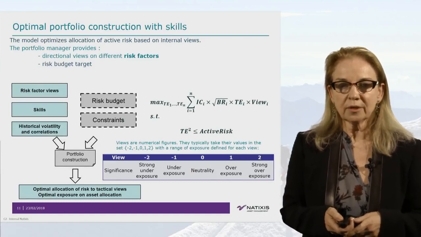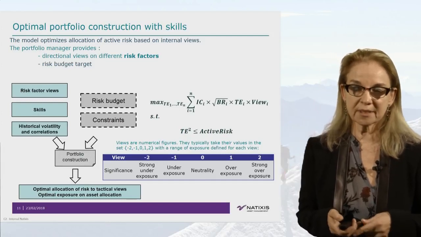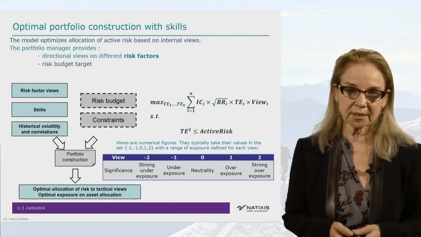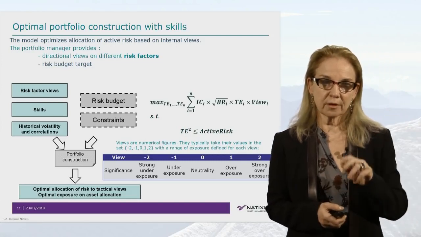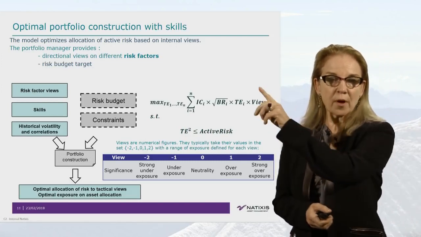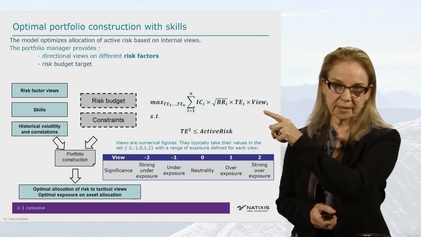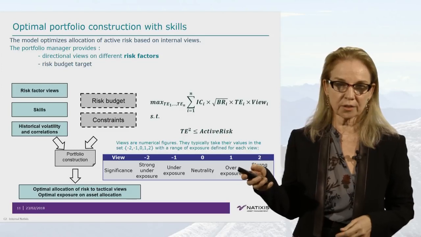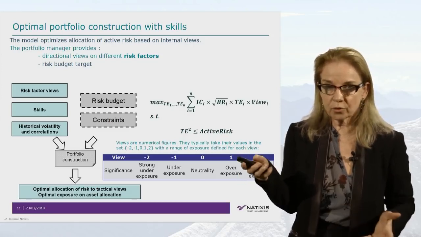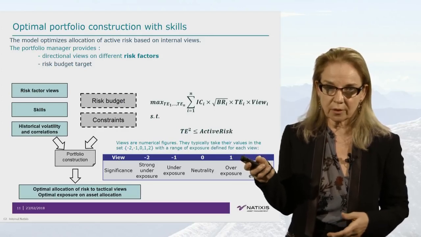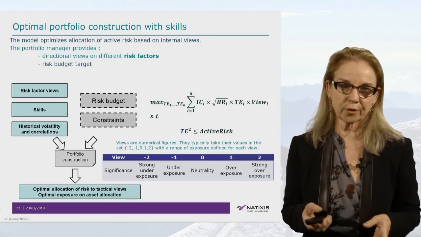So what do we do in the end? In the end, we have these optimal portfolio constructions with the views and with the skills. So as you can see, you have the risk factor views, you have the skills of the portfolio managers, and you have also the historical volatilities and correlations. On the other side, you have the risk budget that you choose, and you have also the constraints of the investor. And so the portfolio construction takes all this into account.